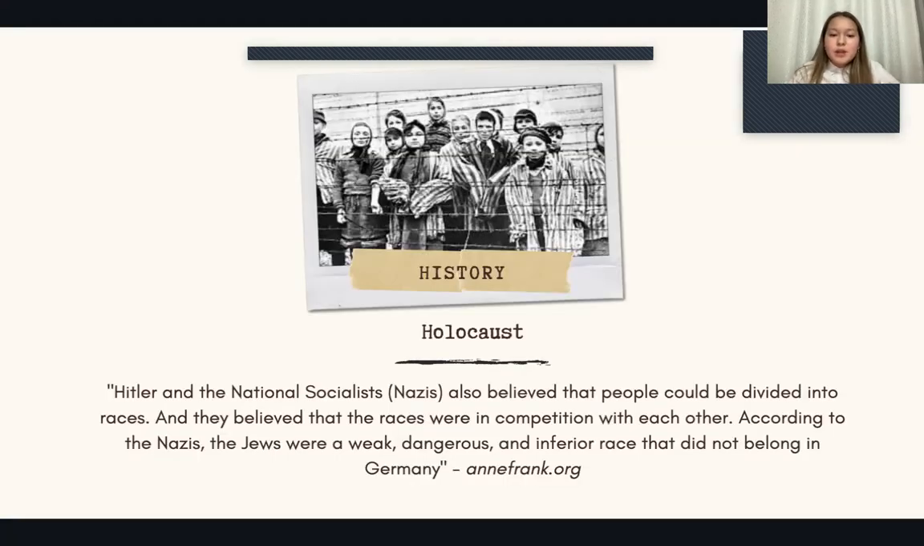So what is anti-Semitism? Anti-Semitism is discrimination against Jews as a religious or racial group. It has a really long history, but it was most urgent in the 20th century, when the idea of the world dividing into race categories was almost everywhere. Hitler and the National Socialist Nazis also believed in that, and they believed that the races were in competition with each other. According to the Nazis, Jews were a weak, dangerous, and inferior race that did not belong in Germany.